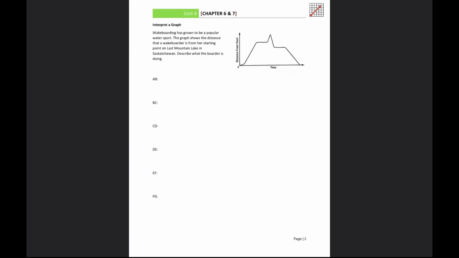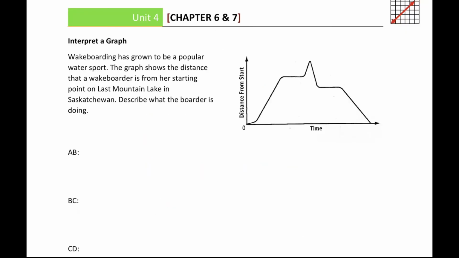Moving on to the next page. Interpret a graph. Wakeboarding has grown to be a popular water sport. The graph shows the distance that a wakeboarder is from her starting point on Last Mountain Lake in Saskatchewan. Describe what the boarder is doing. So they give us a graph, which is a distance from start over time graph.